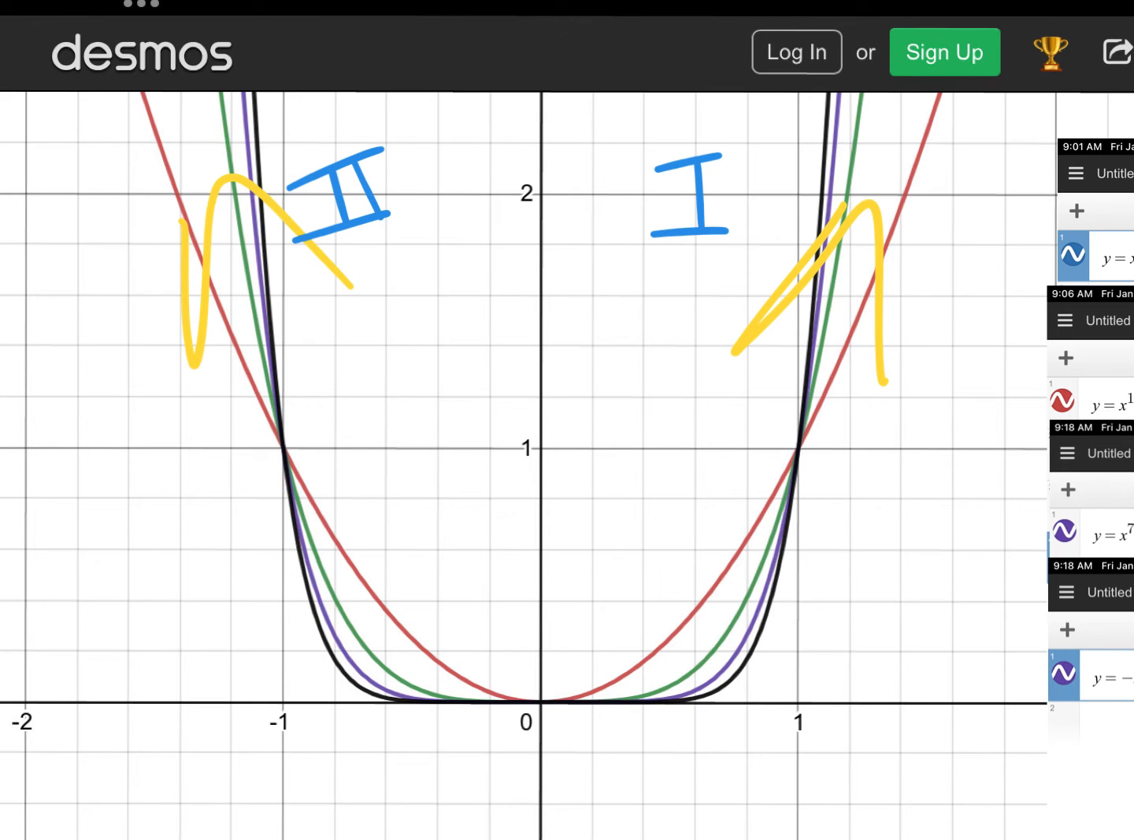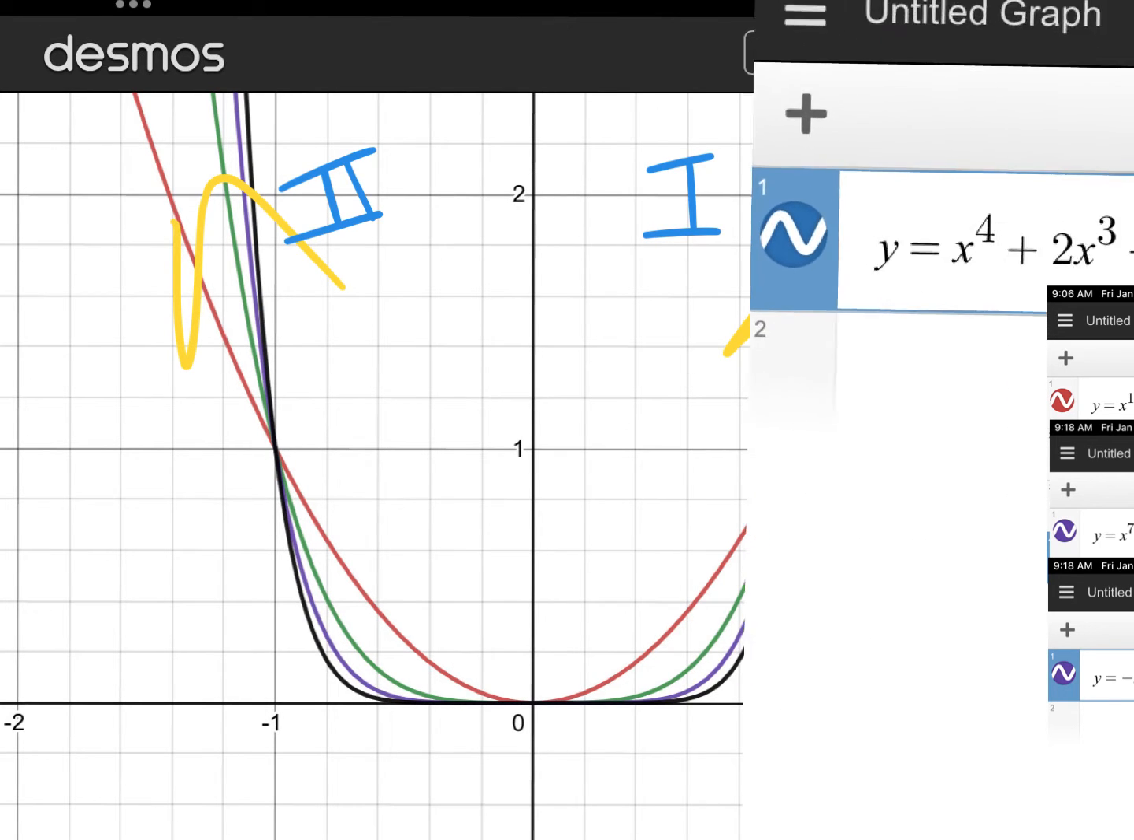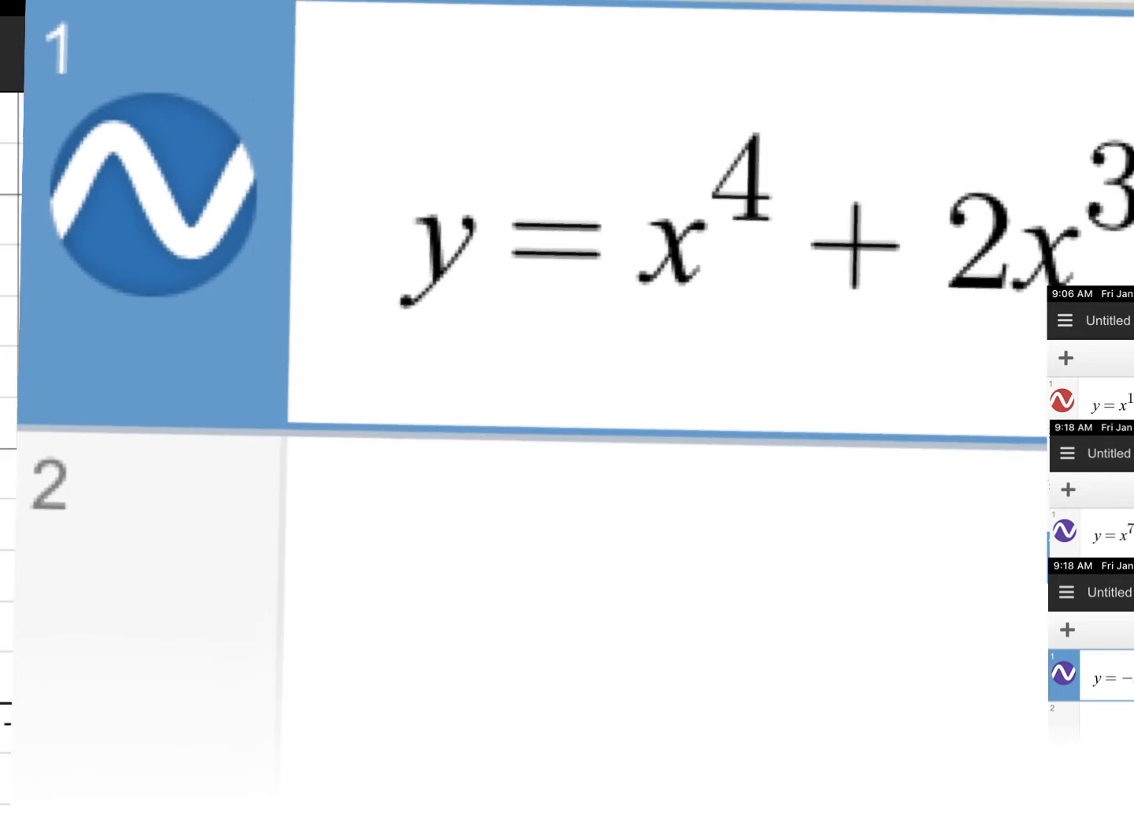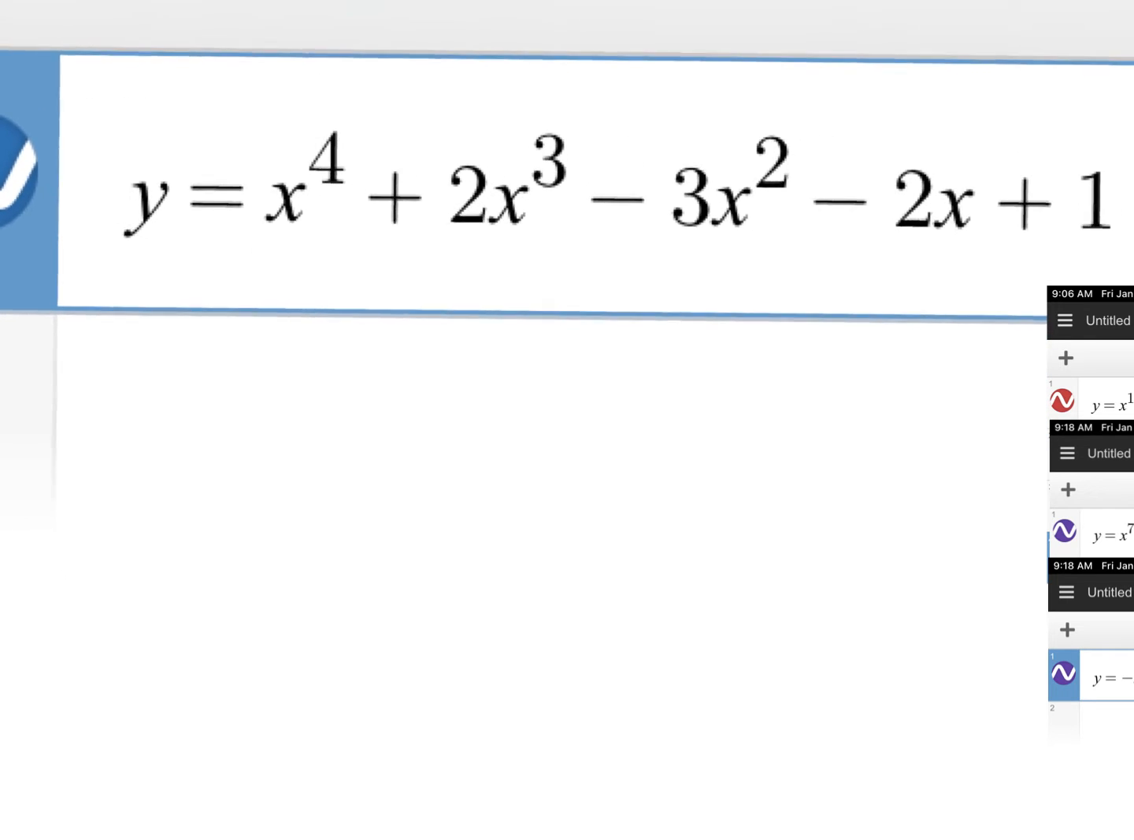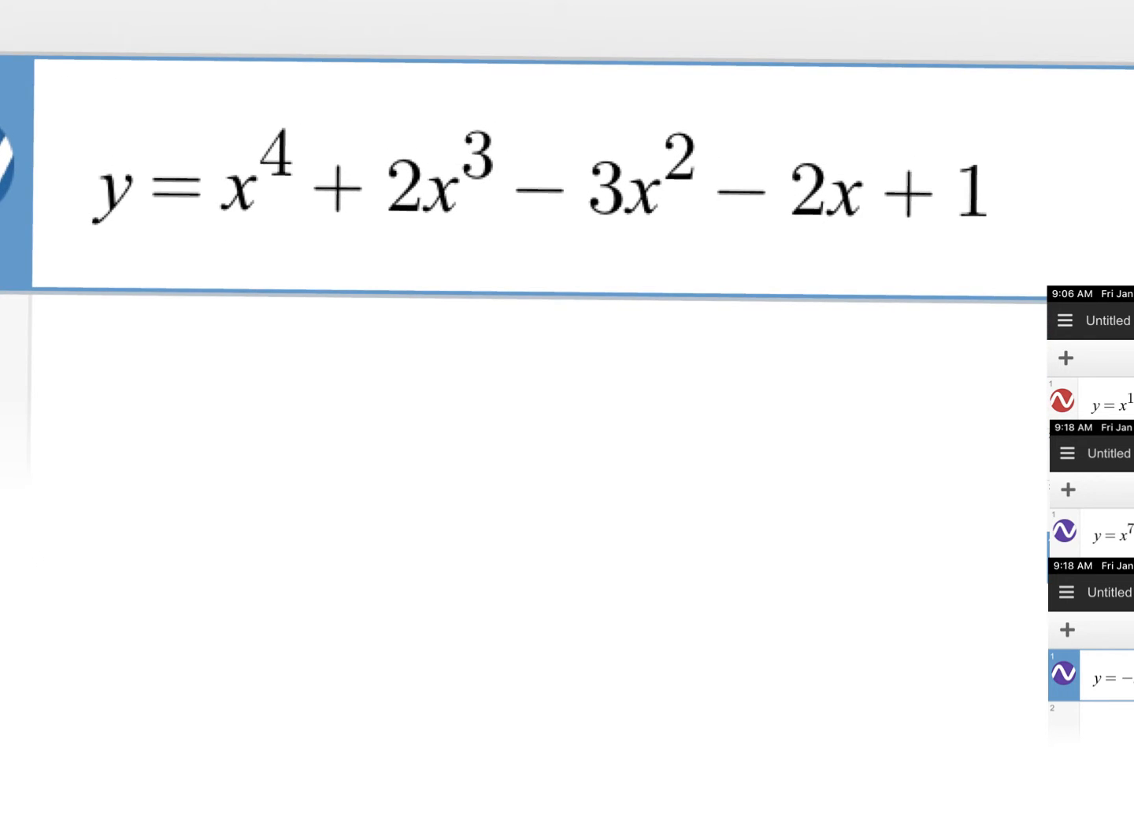Now, what if I didn't just put x to the 4th? What if I put y equals x to the 4th plus 2x to the 3rd minus 3x squared minus 2x plus 1? In other words, I put a bunch of other stuff with that x to the 4th. But notice it is in standard form. It does have a constant at the end, right? What would that change? It would just change the middle part of the graph. The end behavior would still be exactly the same, okay?